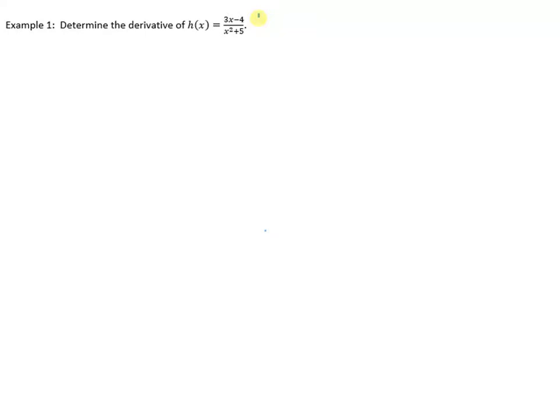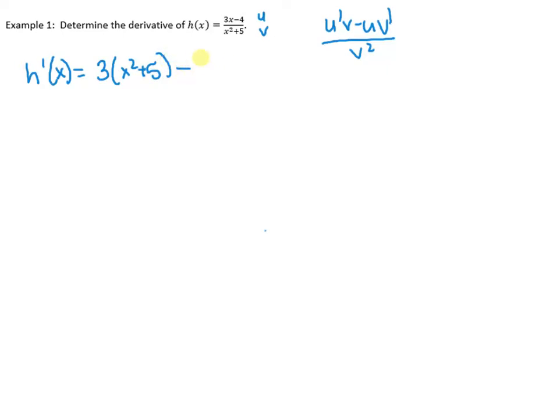Now we're just going to do three examples here. So I'm going to call the top u and the bottom v. And just to recall, u prime v minus u v prime over v squared. Okay, so what's the derivative of h of x? The derivative of u is just 3. Write the bottom as it is, minus the top as it is, times the derivative of the bottom, which is 2x. And that's all over v squared, so we have x squared plus 5, all squared.